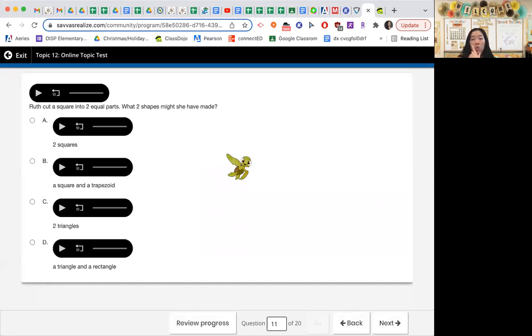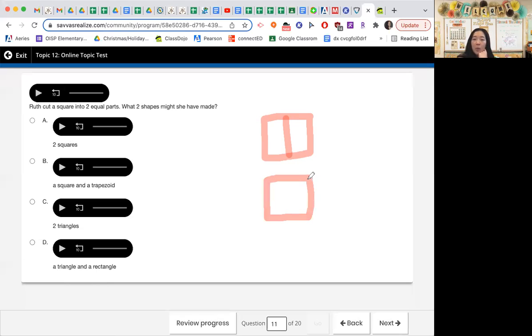Ruth cut a square into 2 equal parts. So let's get the square out. What shapes might she have made? So she cuts it into 2 equal parts. What shape could she have made? Now, it looks like I made 2 rectangles. However, they aren't cutting it into rectangles, because this one says a triangle and a rectangle, but this only makes 2 rectangles. So let's try again. Let's see what's another way we can cut it. We can cut it sideways.